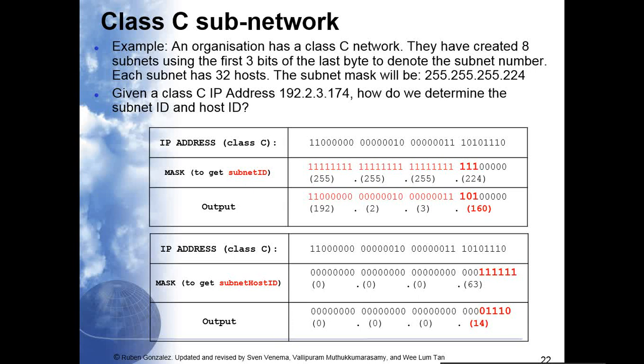Okay, as long as I'm consistent with that. And I'll start using them from the left. The biggest bits will be the subnet bits. So you have network, subnet, host. So how do we determine the subnet ID and the host ID?